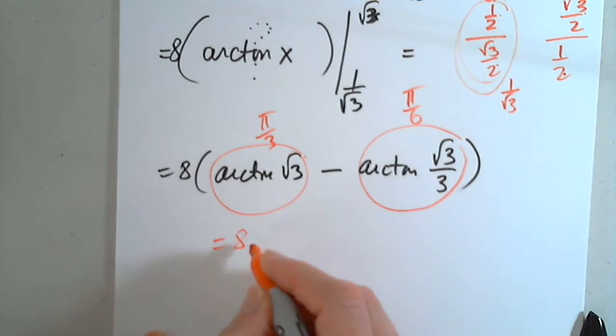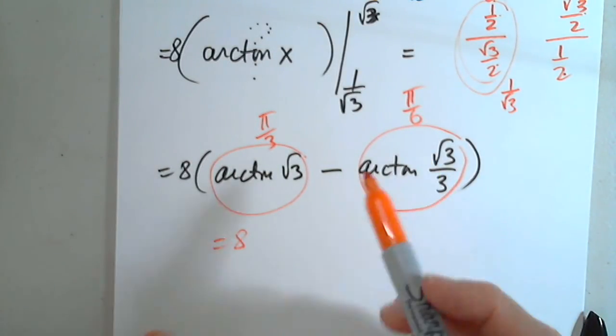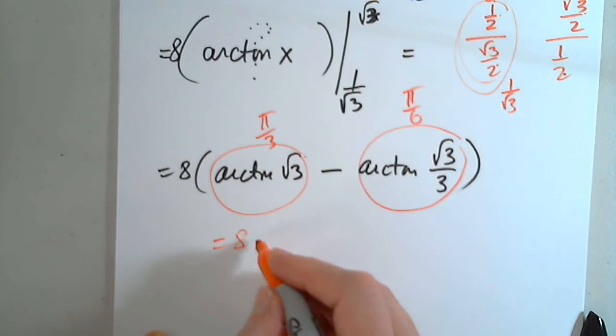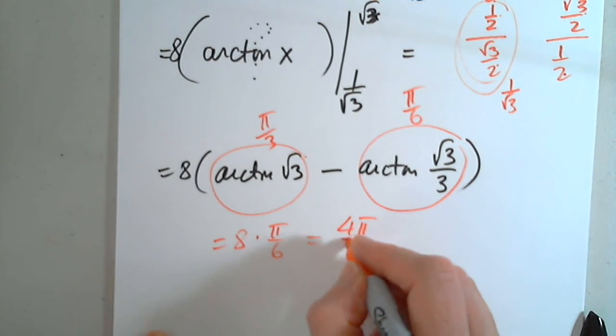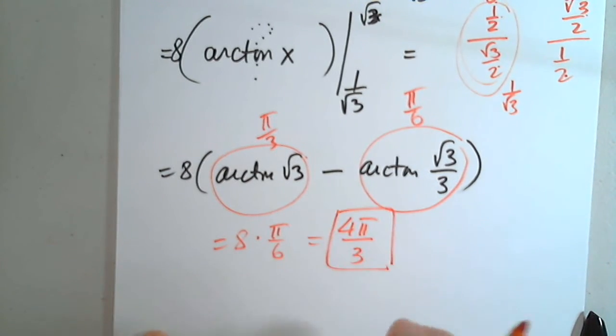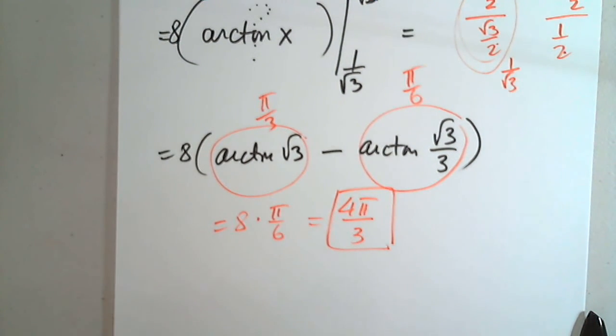So this is pi over 3 minus pi over 6. So this is 60 degrees minus 30 degrees. Obviously, it's pi over 6. And you can simplify by 2 to get 4 pi over 3. Good. I think we can move on to, we just looked at an example like this.